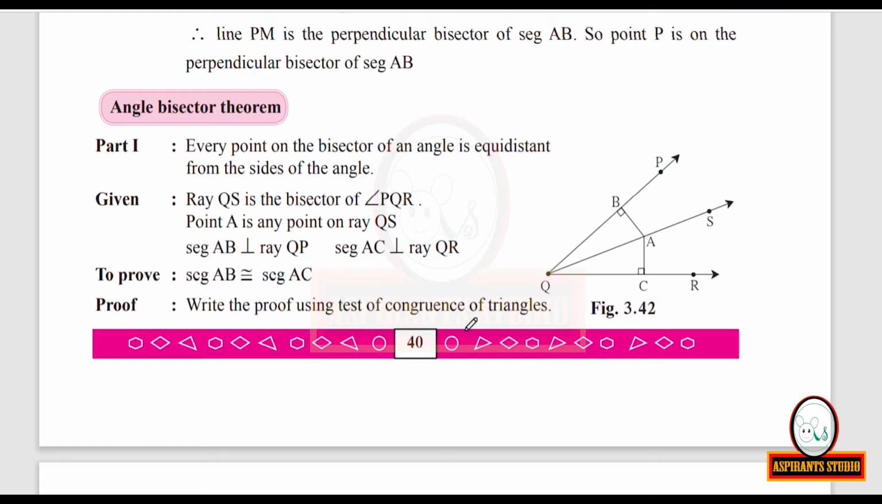Hence we prove that every point on the bisector of an angle is equidistant from the sides of the angle. At last you have to write this statement: hence we prove that every point on the bisector of an angle is equidistant from the sides of the angle.